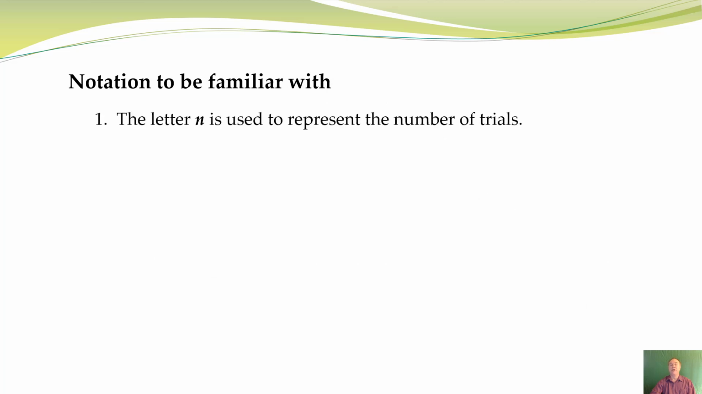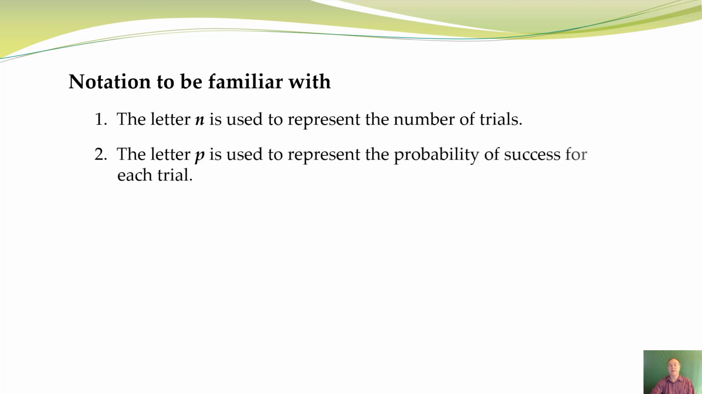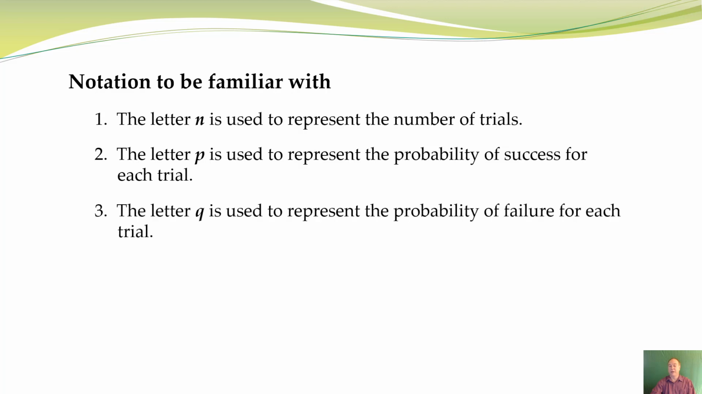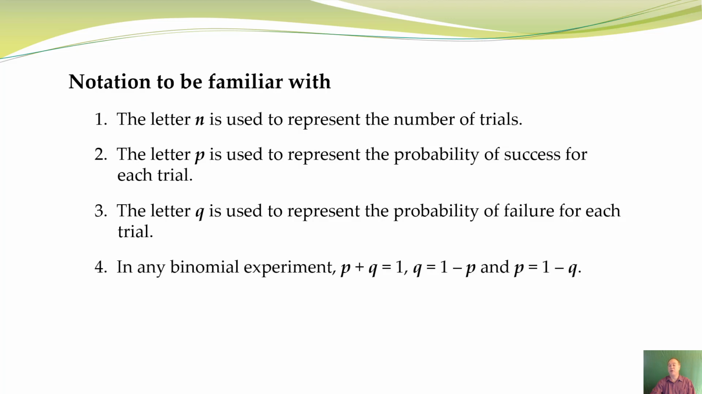Some notation you should be familiar with. The lowercase n is used to represent the number of trials. The lowercase p is used to represent the probability of success for each trial. Lowercase q is used to represent the probability of failure for each trial. In any binomial experiment, p plus q equals 1. Therefore, q would equal 1 minus p, and p would equal 1 minus q.